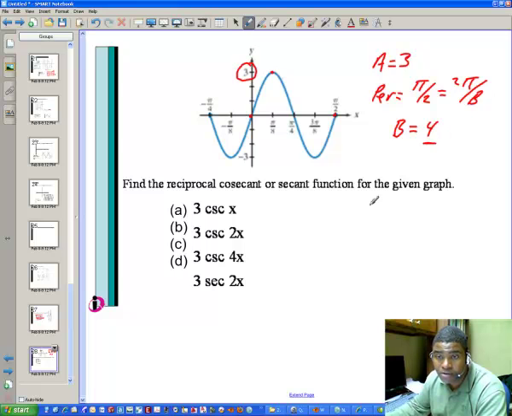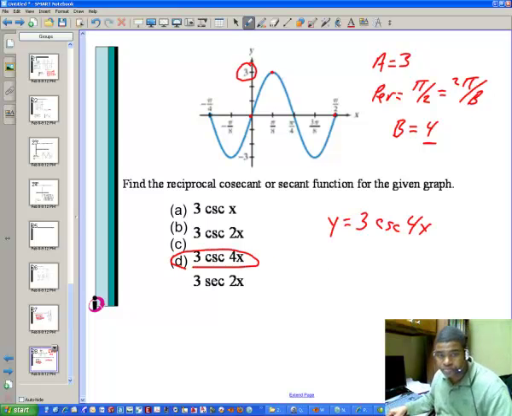So now we know the B value, so we'll plug that into our formula. Y is equal to 3, and if it's cosecant, it's going to be cosecant of 4x there. So that will be the only one. So it's the reciprocal function there. That will be the final.